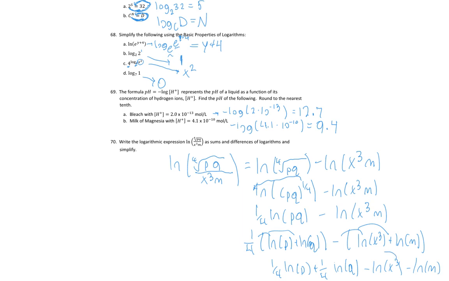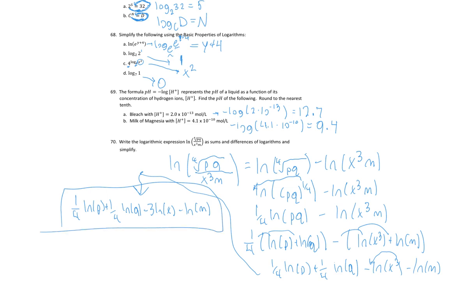And then I can bring this 3 down up front, so that gives me my final answer, which I'll put right here. 1/4 natural log of p plus 1/4 natural log of q minus 3 natural log of x minus natural log of m. And that is our final answer.